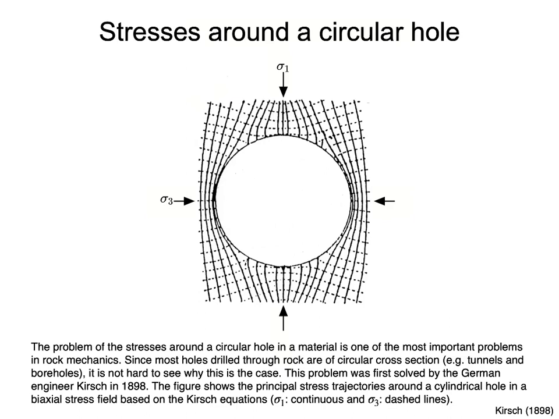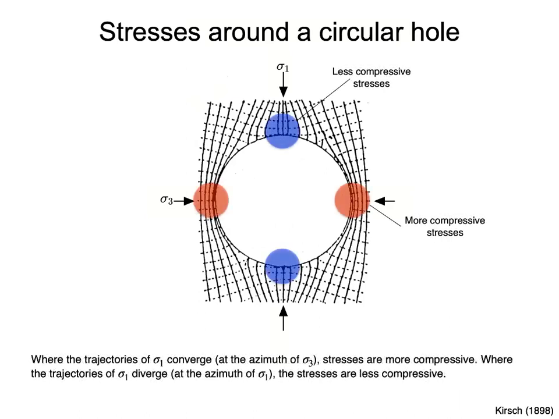The figure shows the principal stress trajectories around a cylindrical hole in a biaxial stress field. Sigma 1 are the continuous lines, and sigma 3 are the dashed lines. Where the trajectories of sigma 1 converge, stresses are more compressive. This occurs at the azimuth of sigma 3. Where the trajectories of sigma 1 diverge, the stresses are less compressive. This occurs at the azimuth of sigma 1.